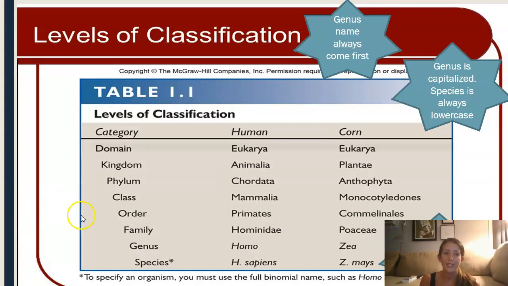Another thing you want to make sure you know is these in the correct order. So you can create whatever mnemonic device you'd like. The one I know is dumb King Philip came over for green spaghetti. It's kind of silly, but whatever helps you remember. Domain is the largest, species is the most specific. A species means that you can interbreed with organisms that have very similar characteristics to yourself.